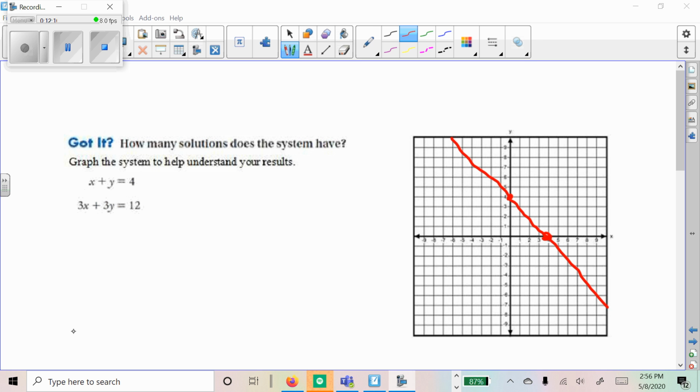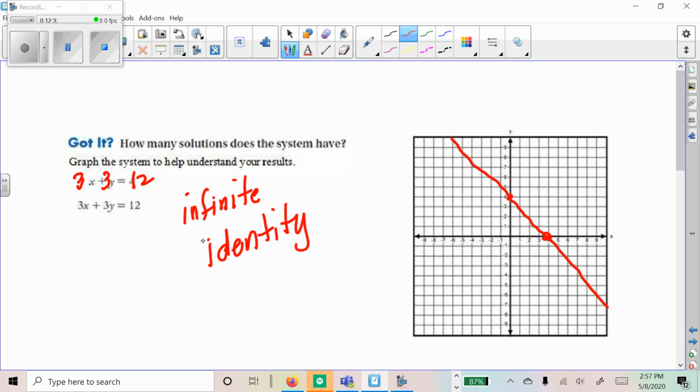So I found out that it's really the same line. Now, actually, if we multiply everything on the top by 3, we get 3x plus 3y equals 12. You can see they're the exact same line. That means anything that solves one will solve the other. So there's an infinite number of solutions. And we call this kind of a system an identity system. All right? Now when you subtract it, you're going to get 0 equals 0, which is true.